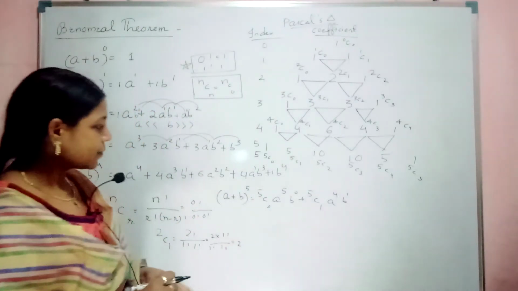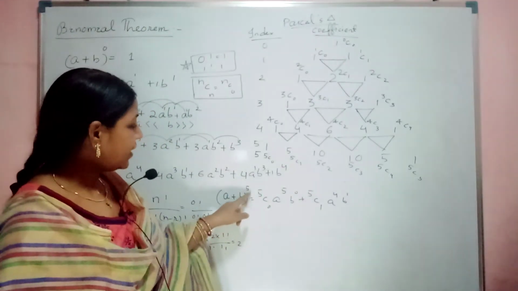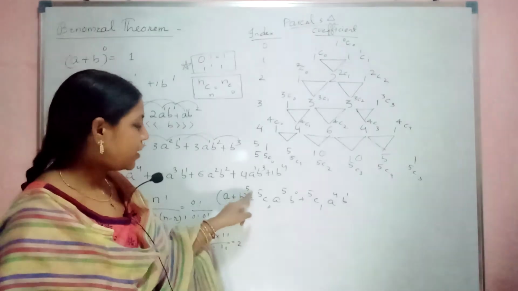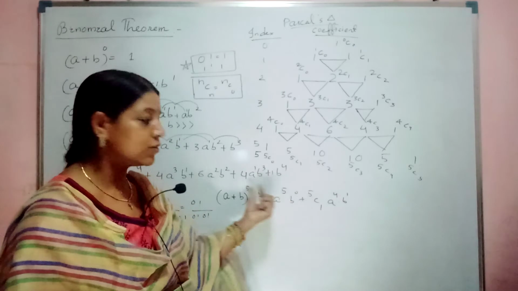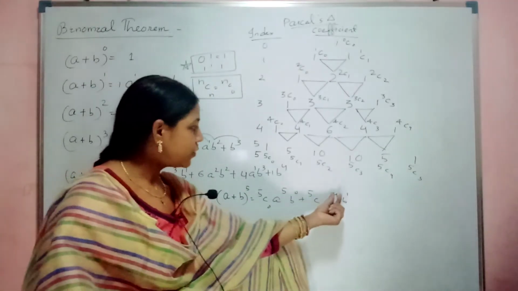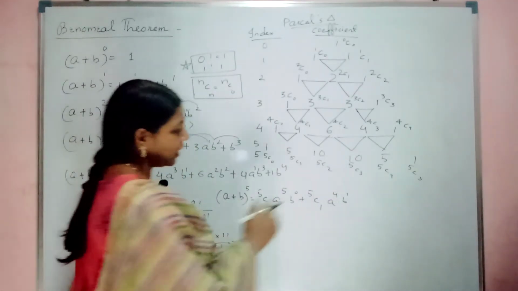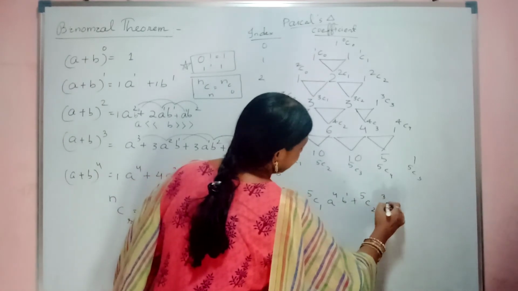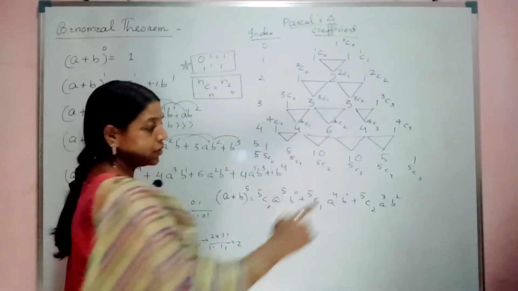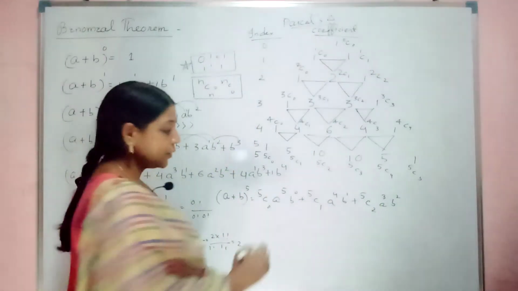One more thing you observe. Whenever you take the index or power as 5, you can always check that the total of the powers of these two terms is the same. 5 plus 0 is 5. 4 plus 1 is 5. Similarly, I will show you the next term, 5C2, a to the power 3, b to the power 2. Now 3 plus 2 is also 5.